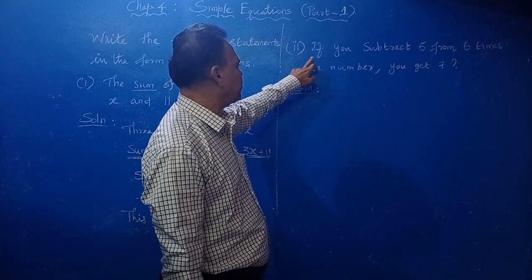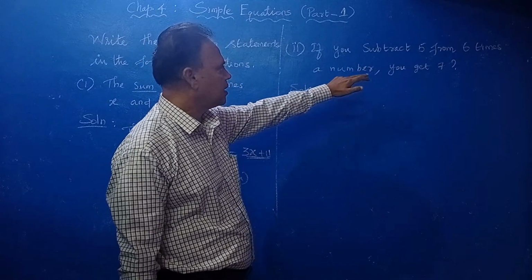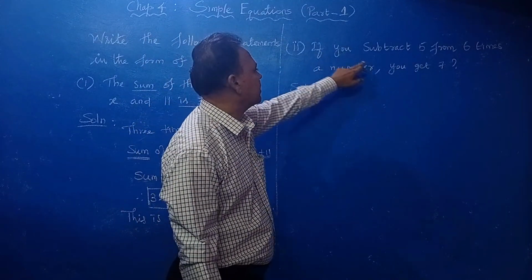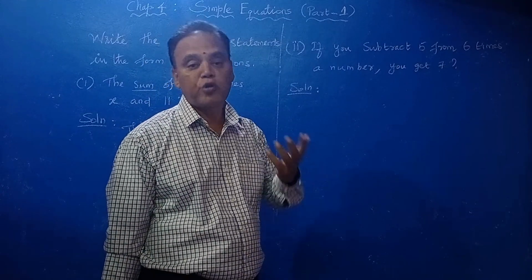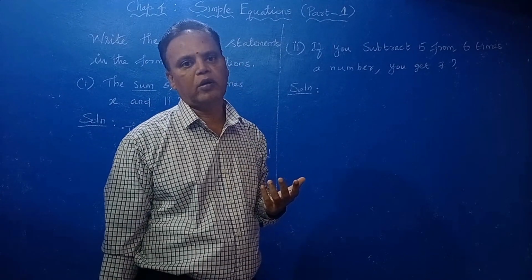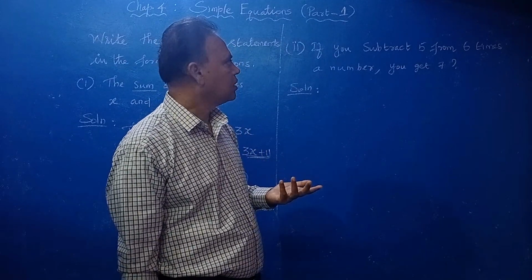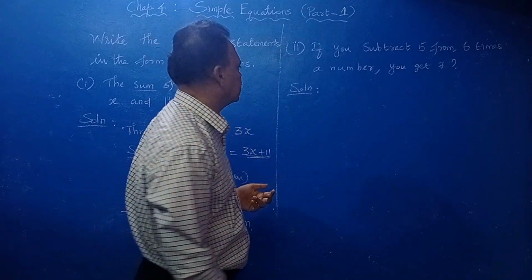Second problem, you see. If you subtract 5 from 6 times a number, you get 7. Actually you don't know the number. What is the number? Clear? You don't know. So what you have to do is assume that unknown. You can assume it as x or p or z, anything you can assume. Clear?